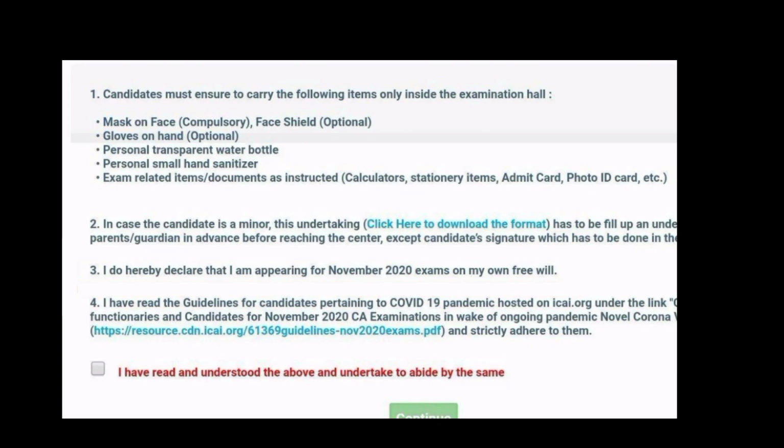So check to I have read and understood the above and undertake to abide the same. So check to the box and continue. So here is your admit card. So you have to download it or print it. So here are many pages.